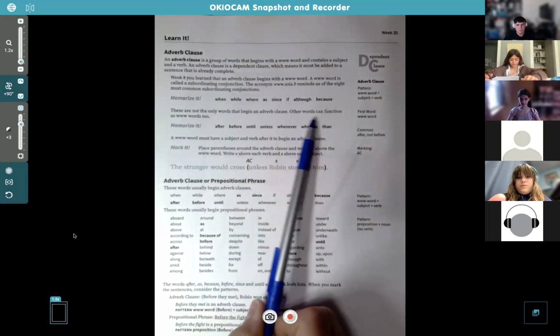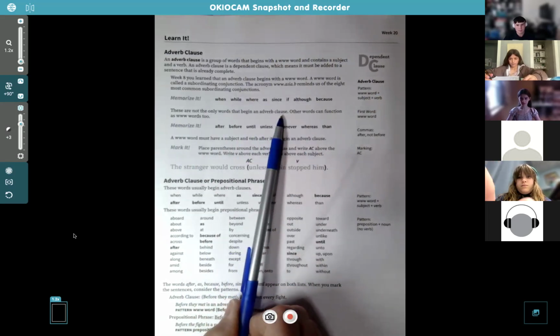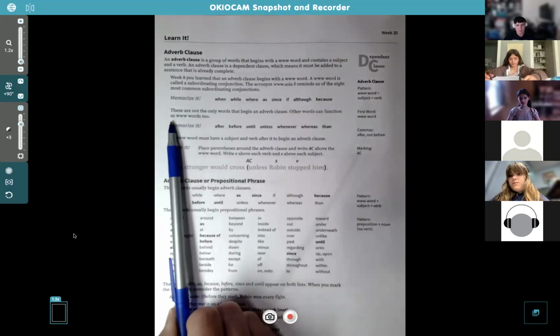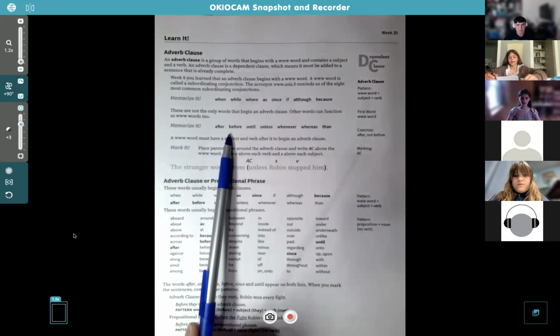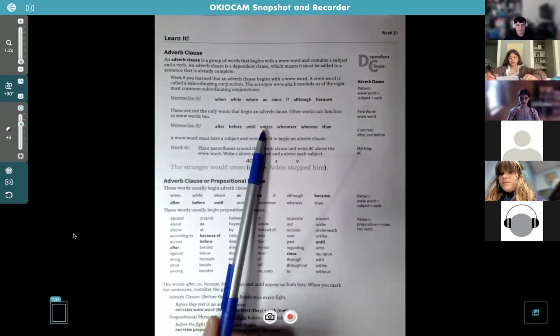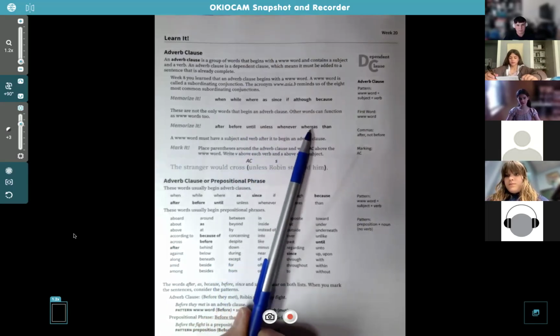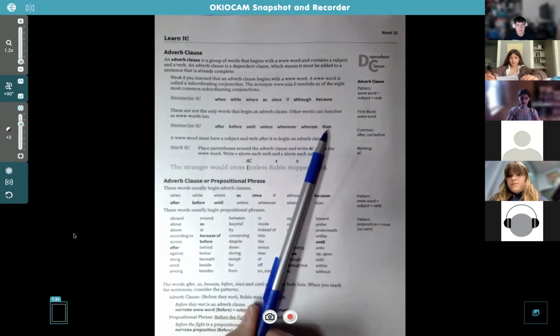There's more. These are not the only words that begin an adverb clause. Other words can function as WWW words too. Okay, so here they are: after, before, until, unless, whenever, whereas, and than with an A.